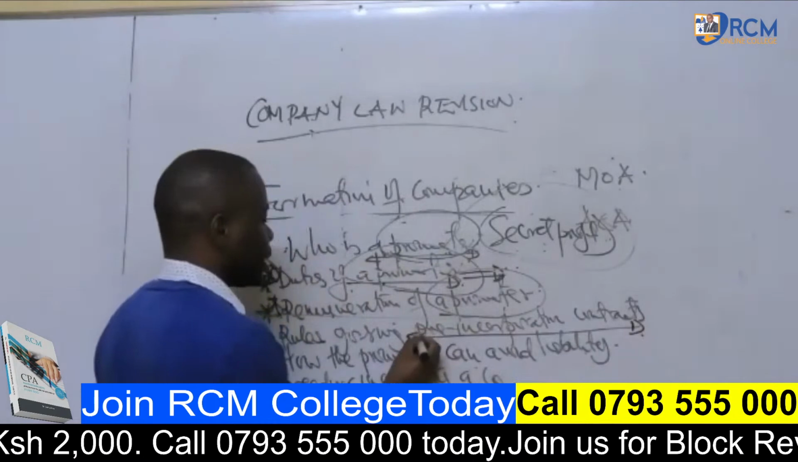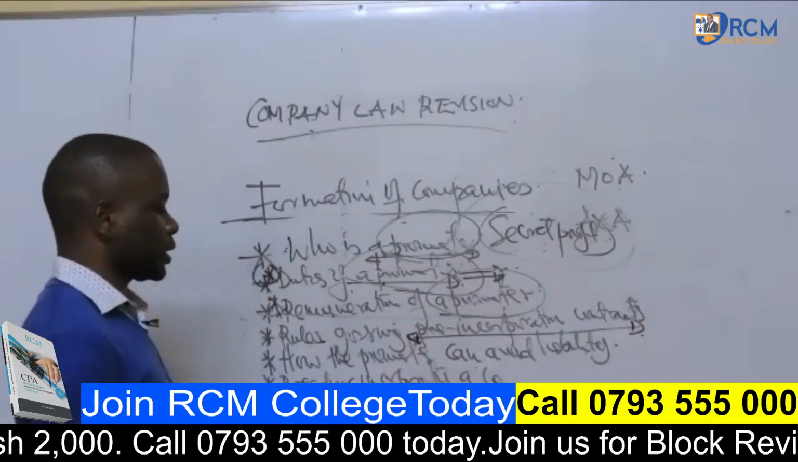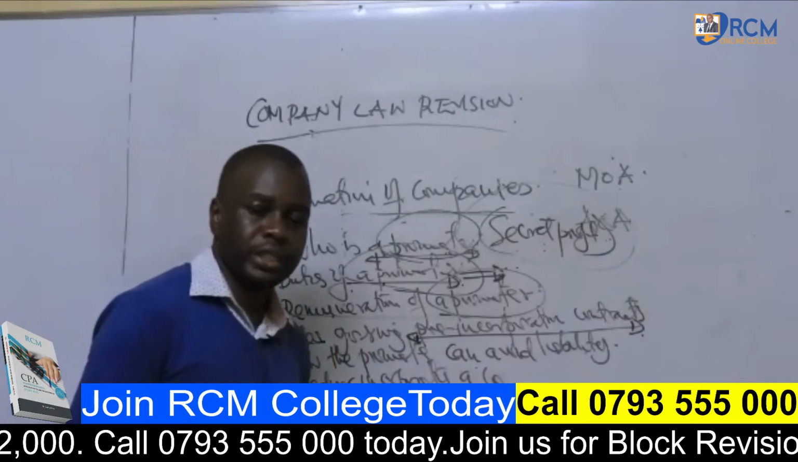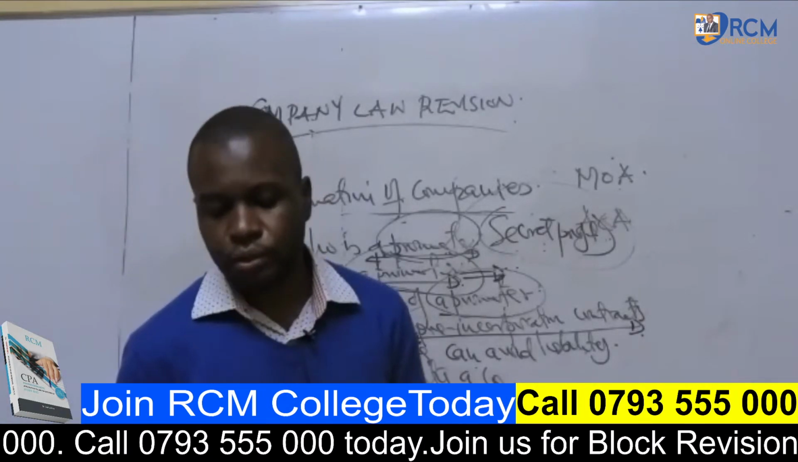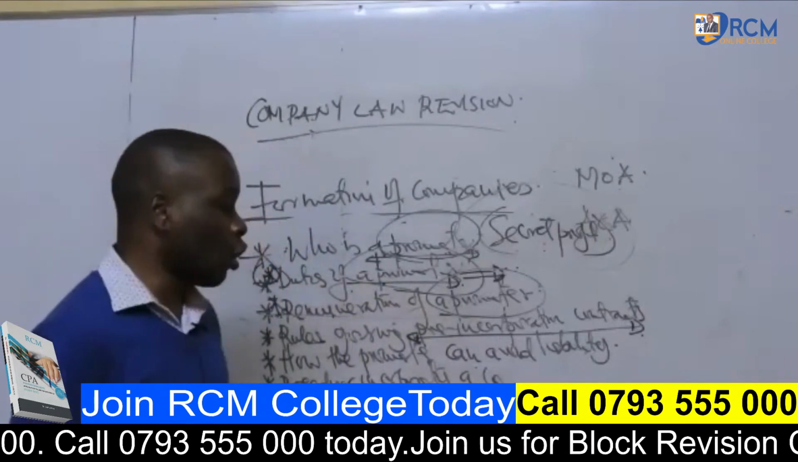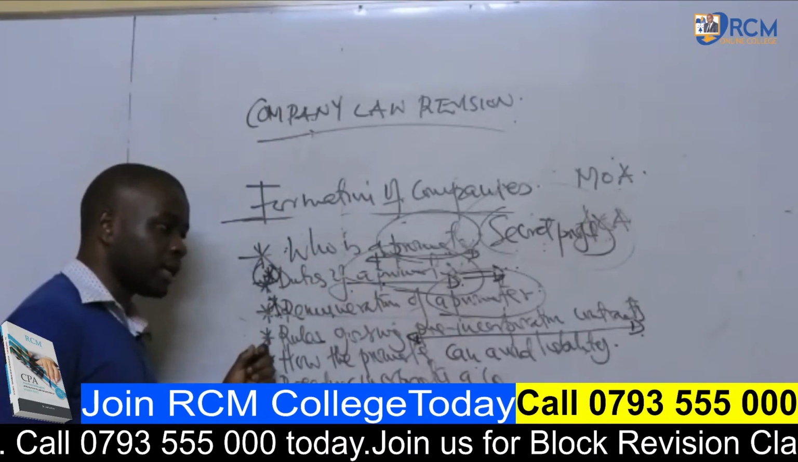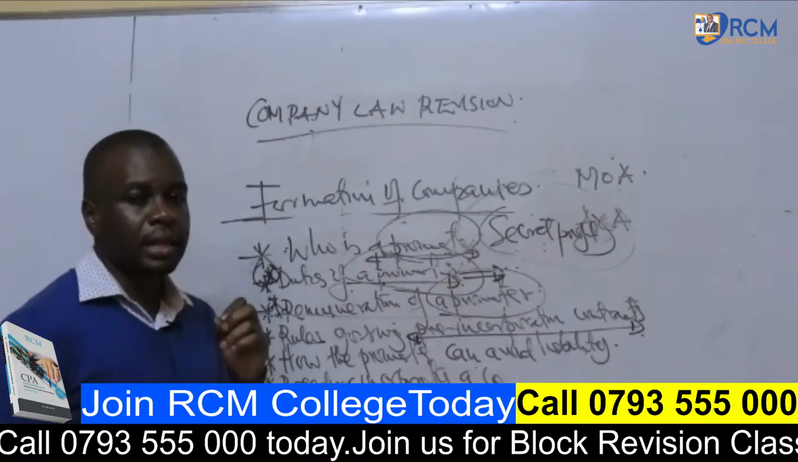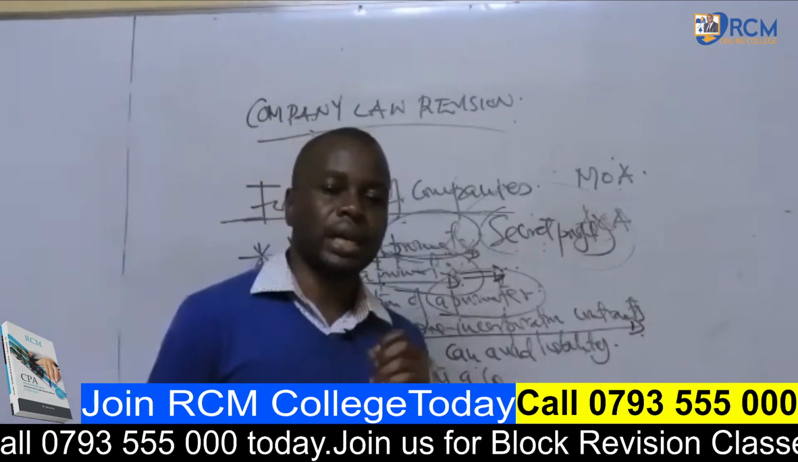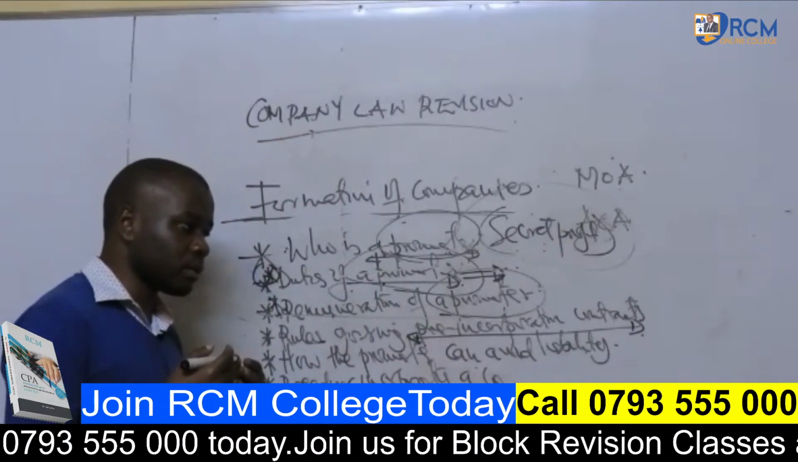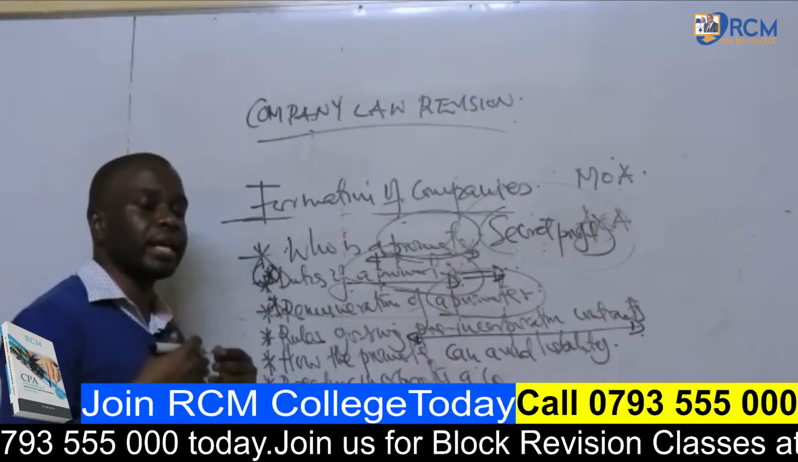They are known as pre-incorporation contracts. So what are the rules? There are actually just 4 points, which are very key. Number 1, all pre-incorporation contracts are normally void against the company, and the company will never be held liable. Hizo contracts zote zimeingiwa kati on the behalf of the company before it was incorporated.